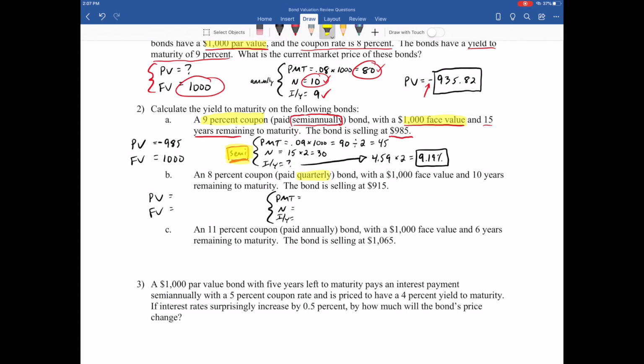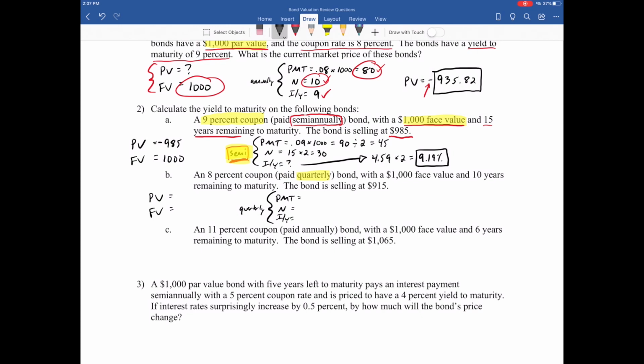It's always wise to start this off by identifying how these should be input. These are going to be paid quarterly, so all of these inputs need to be input on a quarterly basis. Now, before we even start this problem, and I didn't do this on the last one, you can always tell whether or not this yield to maturity is going to be greater or less than your coupon rate based on the current price.